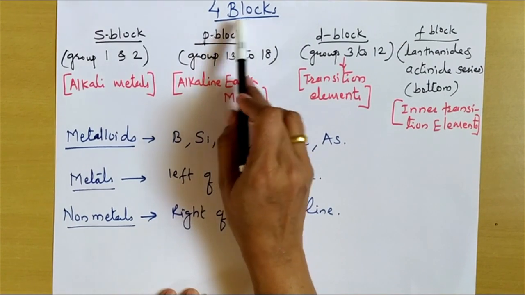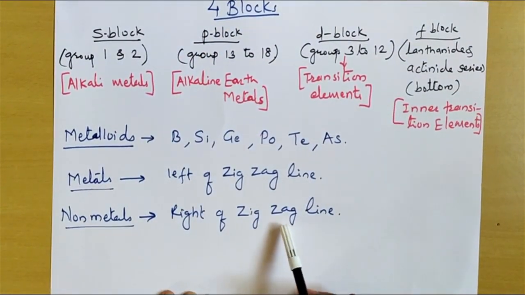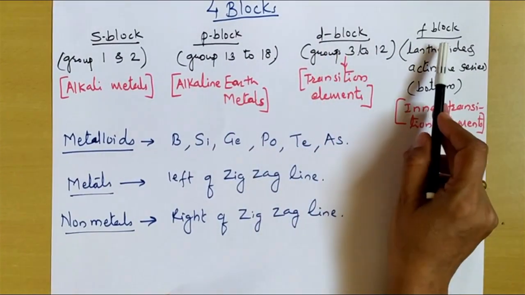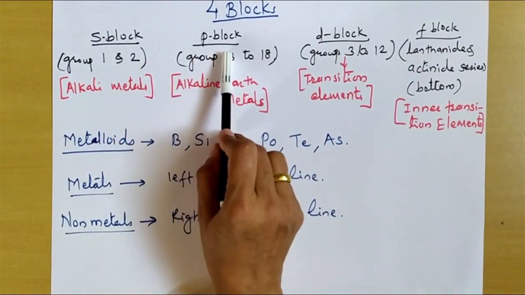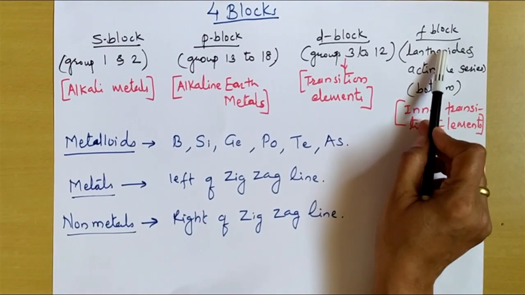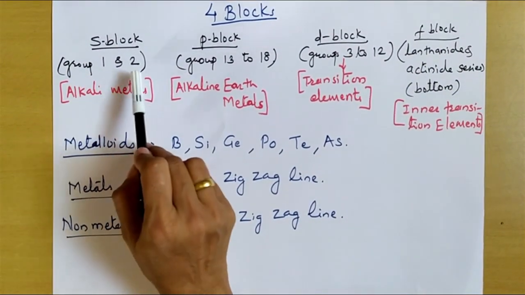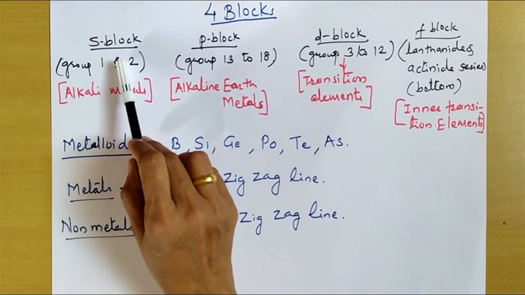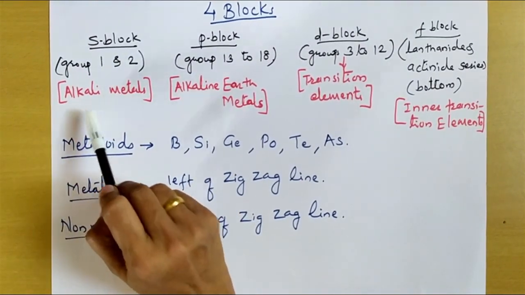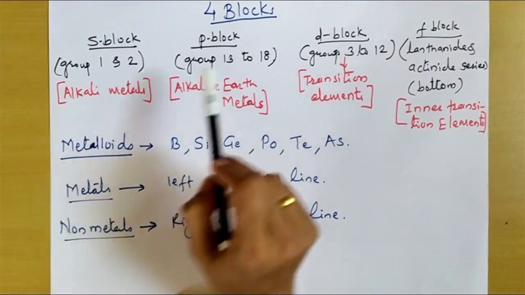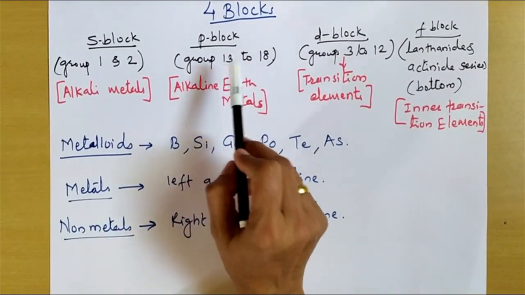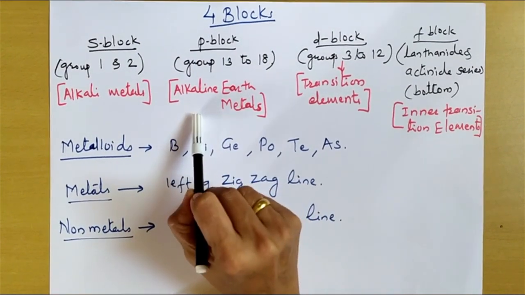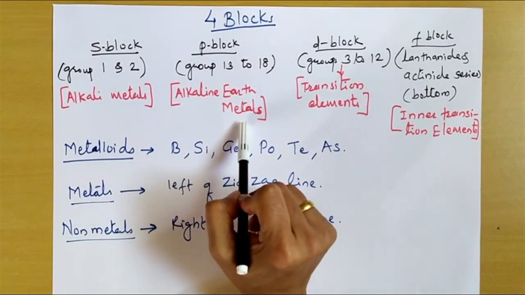There are 4 blocks in a periodic table. They are named S, P, D and F. S block, P block, D block and F block. Groups first and second are of S block. S block elements are also called alkali metals. Group numbers from 13 to 18 are called P block. These elements are called alkaline earth metals.